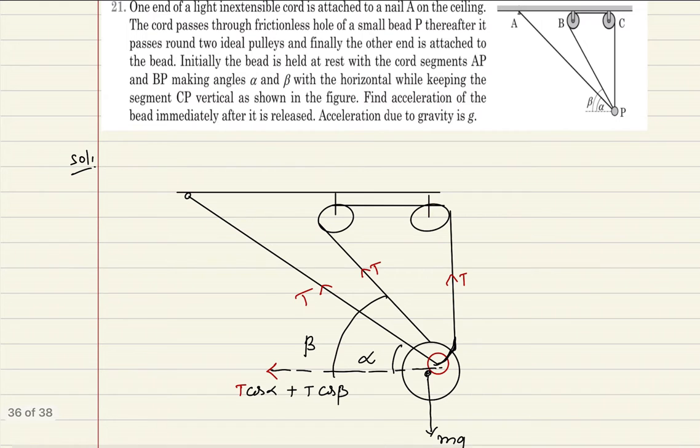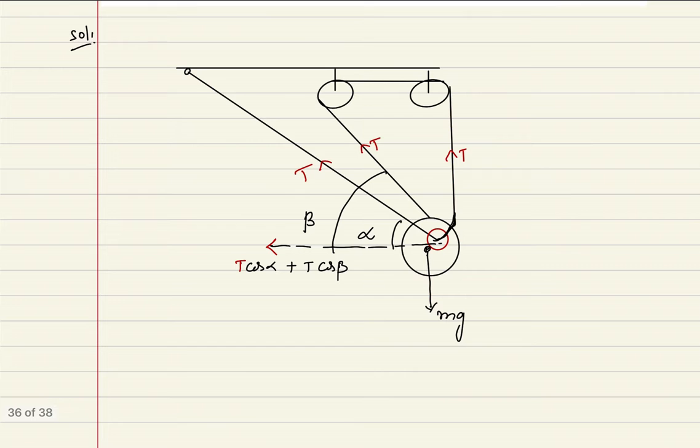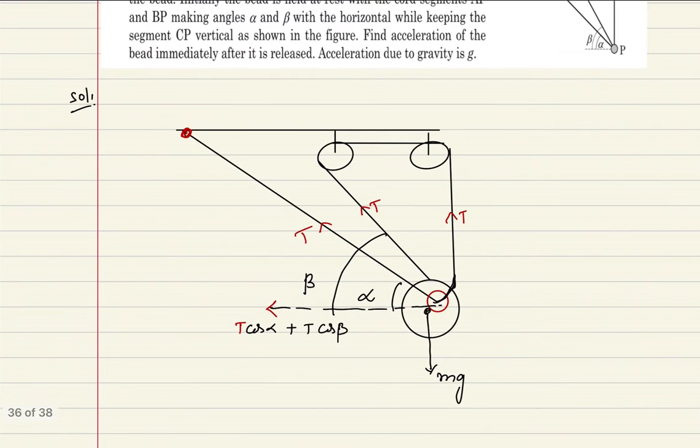Now I have redrawn the circuit. You can see the diagram here. According to the question, we can see that there is one thread. There is a nail here. This is nail A.